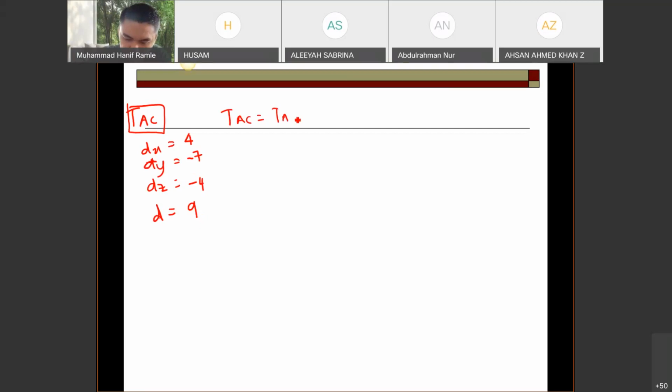So write the TAC in terms of IJK form. TAC, 4 over 9 I, plus TAC, -7 over 9 J. Next is TAC, -4 over 9 K. From here, you can simplify the equation actually.